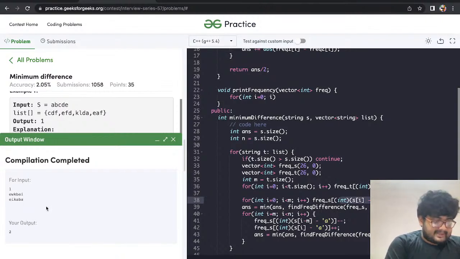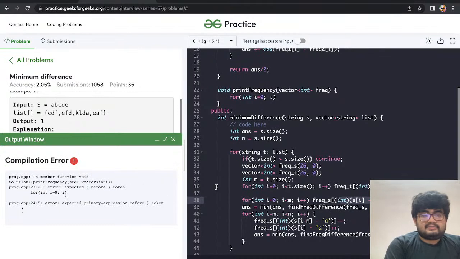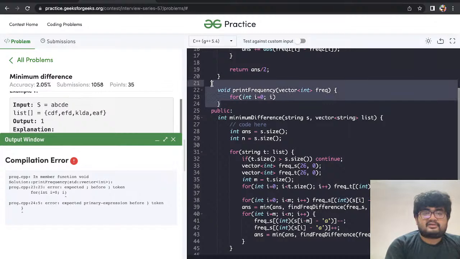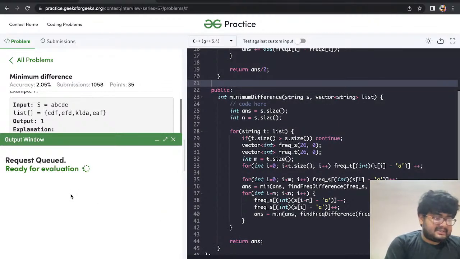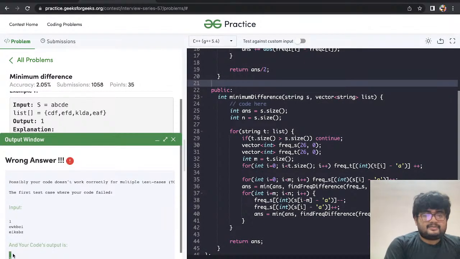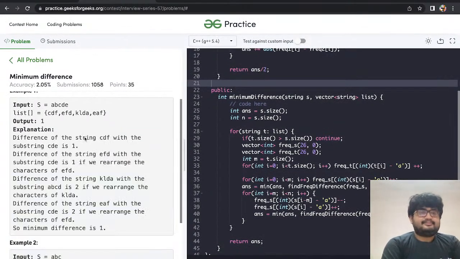No, it should be 2. My bad. Yes, answer should be 2. I calculated wrong. It should be 2, but it's giving 3. So yes, I think the test cases are wrong. We have to update the test cases. That's fine. Yep, we need to update the test case. The test cases are wrong. Sorry. I'll ask them to update the test cases. Yes, it should be 2. It should not be 3. So the test cases are wrong.